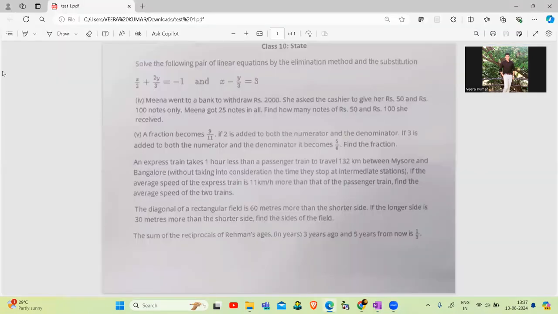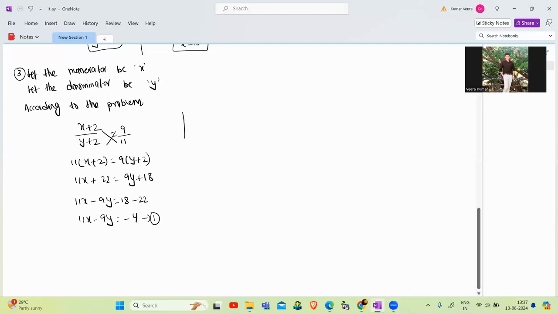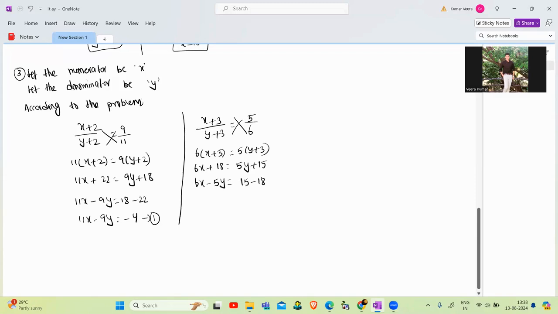Now again they told one more thing. If 3 is added to both the numerator and denominator, the fraction becomes 5 by 6. Now 3 is added, so x plus 3, y plus 3. The fraction becomes 5 by 6, right? Cross multiply. So 6 into x plus 3 is equal to 5 into y plus 3. So 6x, 6 3s are 18. 5y, 5 3s are 15. So 6x minus 5y is equal to 15 minus 18, which is minus 3. This is the second equation.